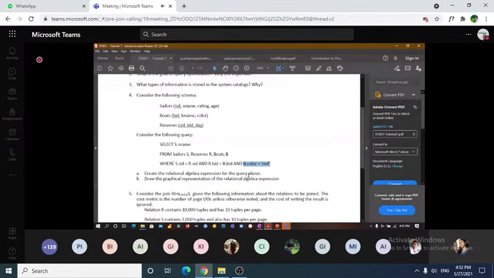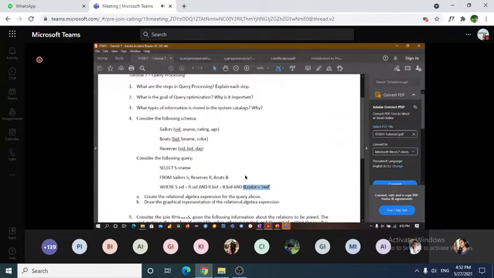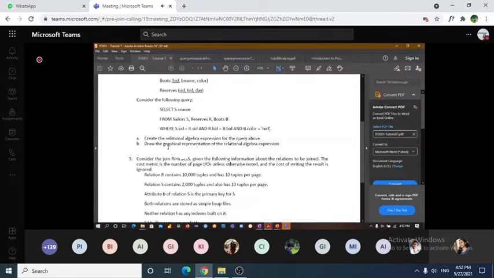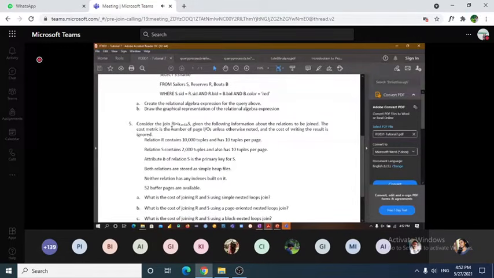So we finished this, how to draw a query tree, the relational algebra expression in a query tree. Then we'll go for the next one. Consider the join of R and S given the following information. So when it comes to me, if I read this question, I will jot all this information down in one place first. So here the important information is: relation R contains 10,000 tuples and has 10 tuples per page. Then from this, what can you identify? You can identify how many pages there are.